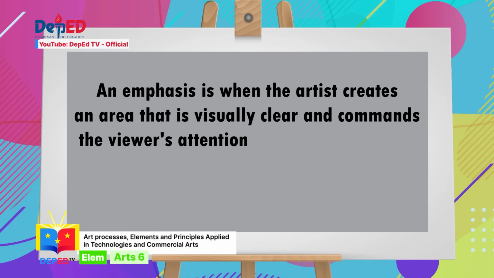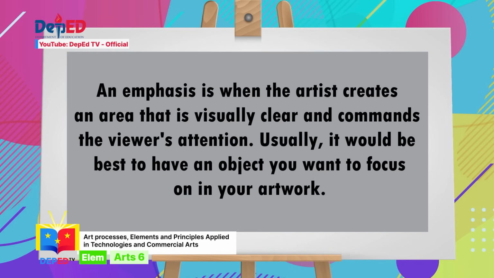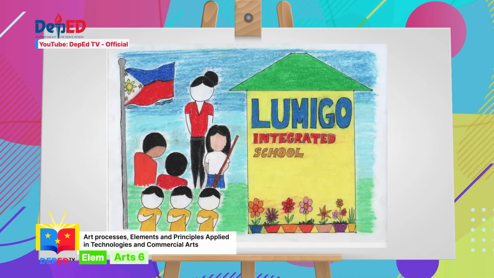An emphasis is when the artist creates an area that is visually clear and commands the viewer's attention. Usually, it would be best to have an object you want to focus on in your artwork. An example of emphasis is the building with the name of our school. I personally made it bigger so that they can easily see that we are promoting our school.